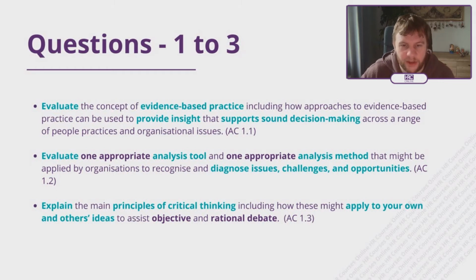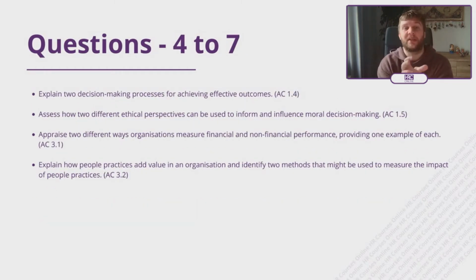Right. So let's move on to the next set of questions, which is explain 2 decision-making processes for achieving effective outcomes. Assess how 2 different ethical perspectives can be used to inform and influence moral decision making. Appraise 2 different ways organizations measure financial and non-financial performance, providing 1 example for each. Explain how people practices add value in organizations and identify 2 methods that might be used to measure the impact of people practices. So this is a chunky set of questions with loads of different verbs, loads of different approaches, loads of different expectations. And let's break through them.